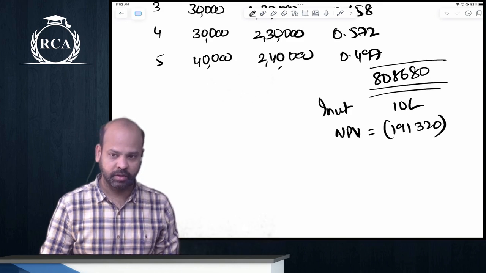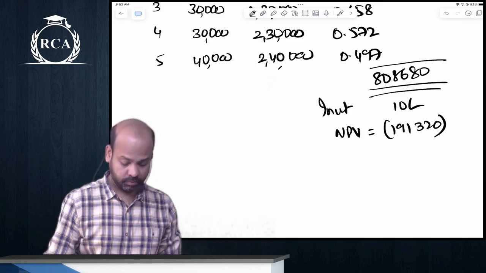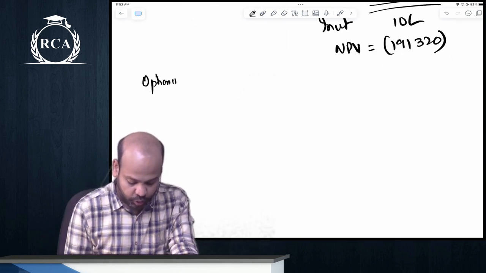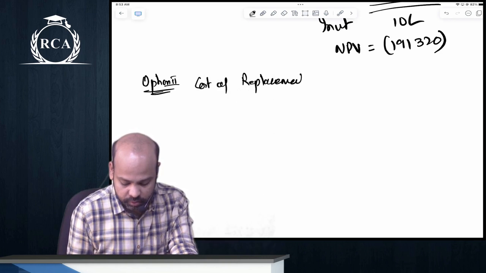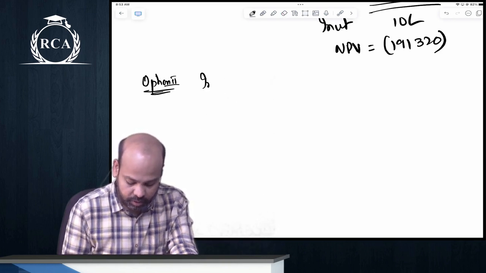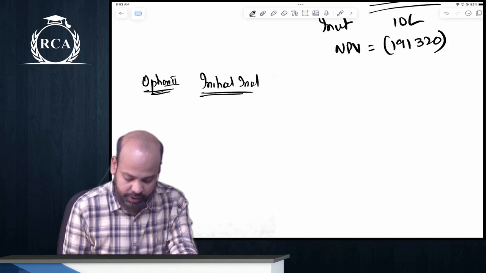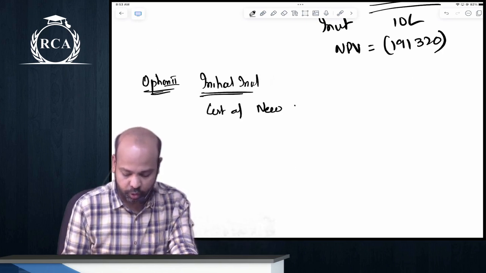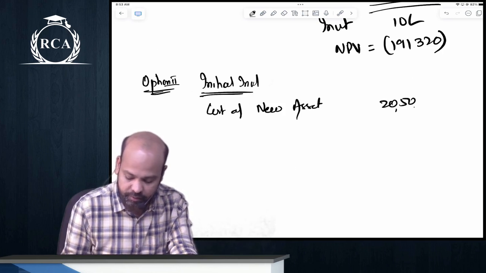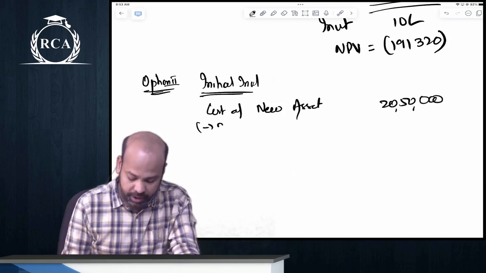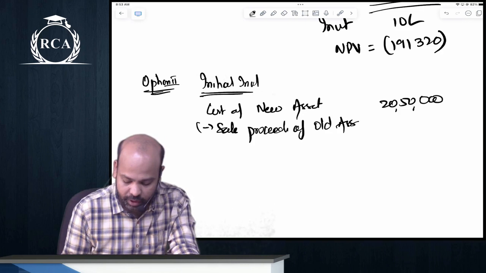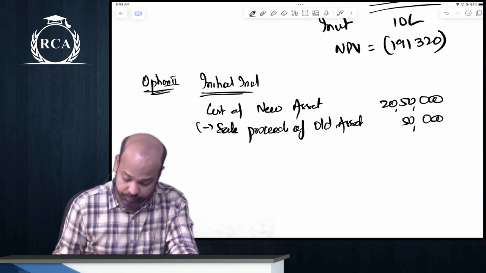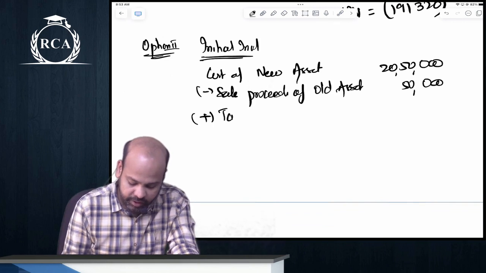Are we all done, guys? Option 2, guys. Cost of replacement कितना है बेटा? Initial investment, guys. What is the cost of new asset? Including installation, guys, you will have to take 20 lakhs 50,000. Yes or no? Minus sale proceeds of old asset. So sale proceeds of old asset beta is 50,000. हाँ या ना, guys? Add tax expenditure.